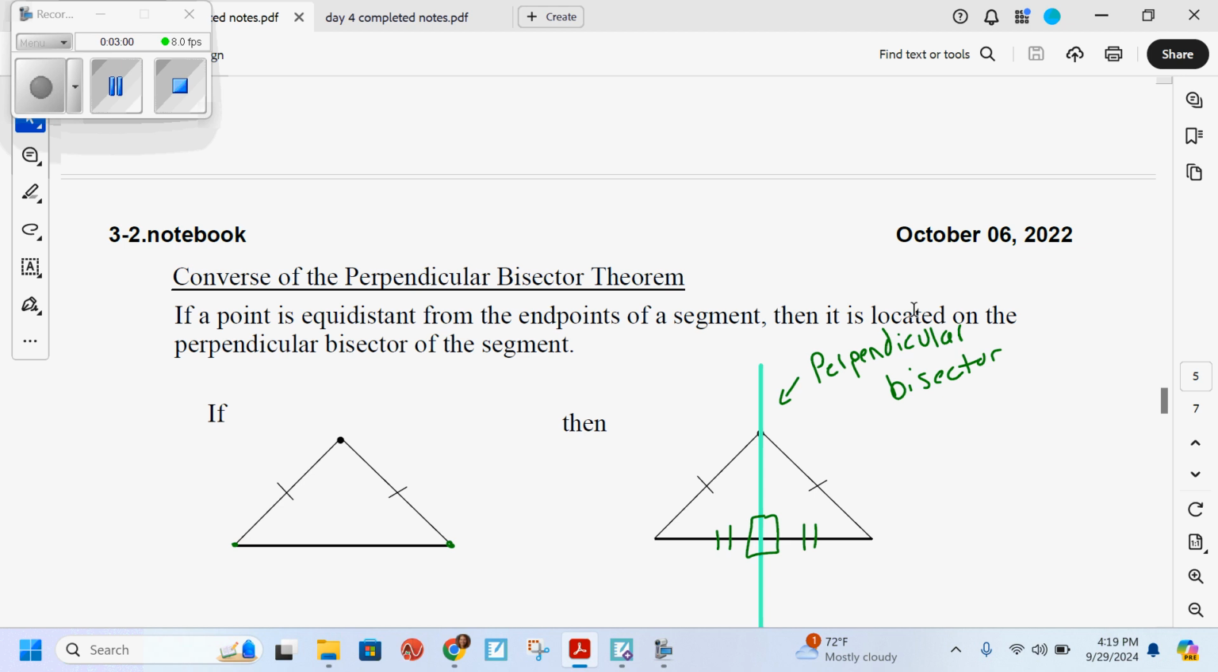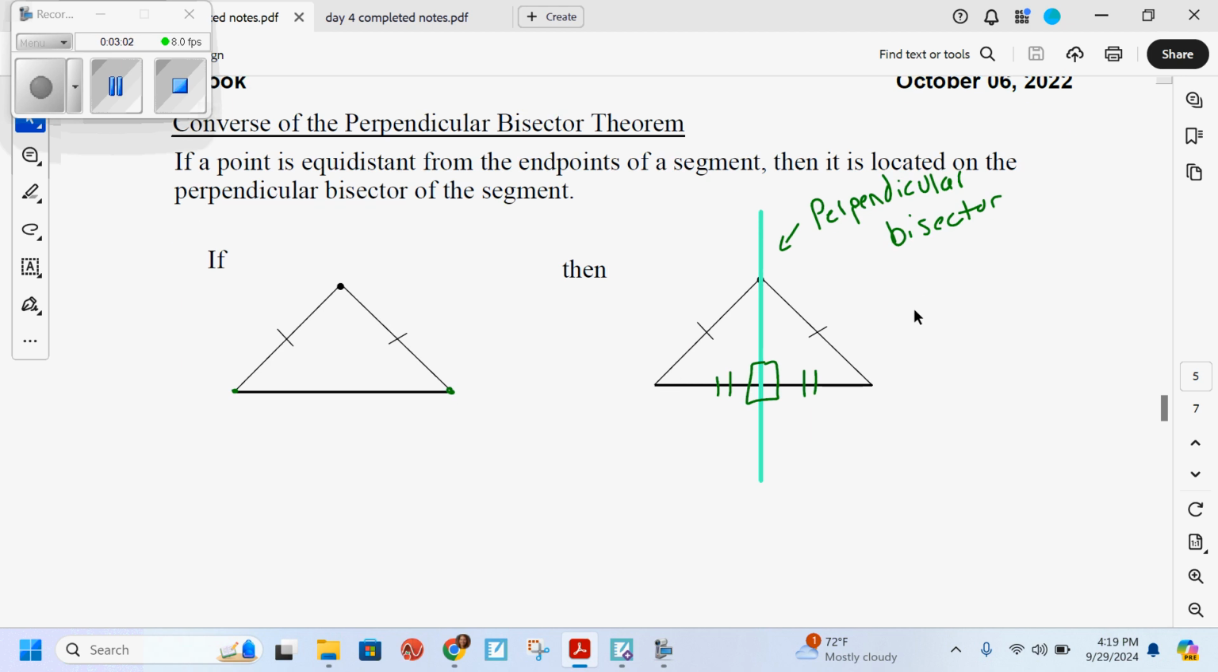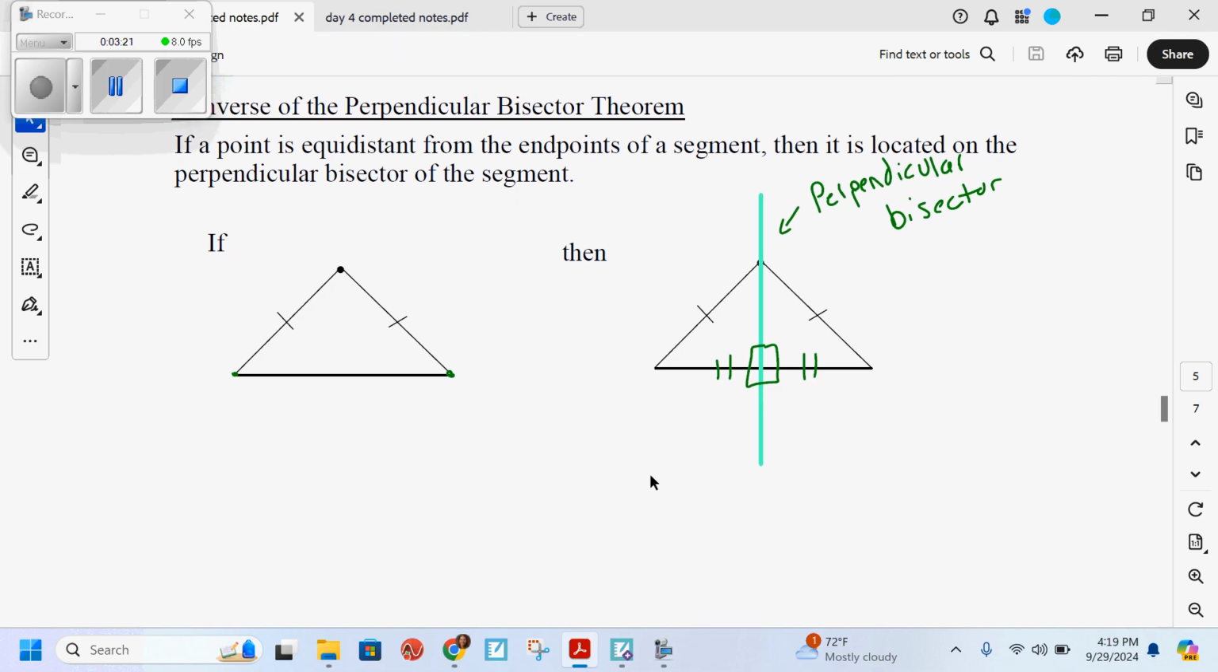The converse is also true. The converse, remember, is when you go in the other direction. If you have a point that is equidistant from the endpoints of a segment, then it must be located on the perpendicular bisector. So if you're given this, then you know that this blue line has to be the perpendicular bisector. So that's the converse.